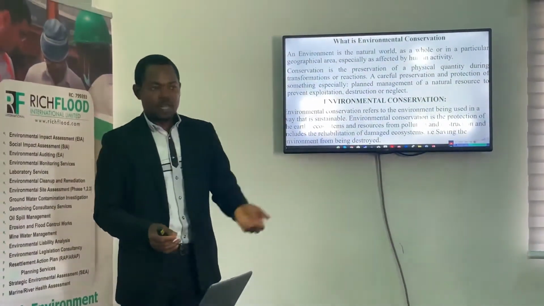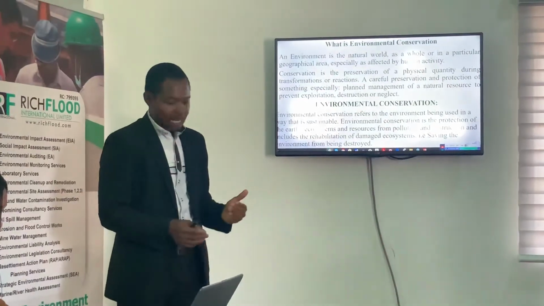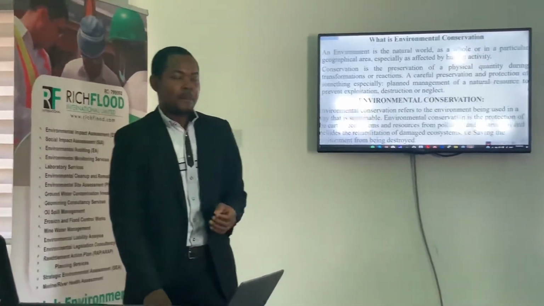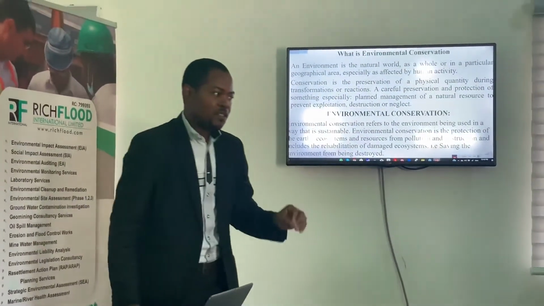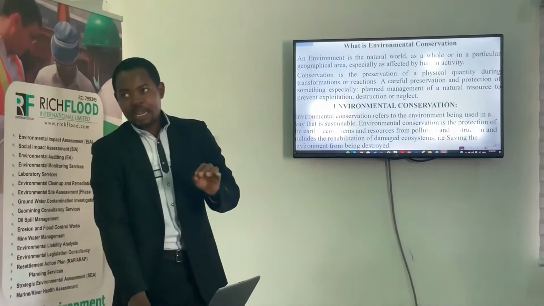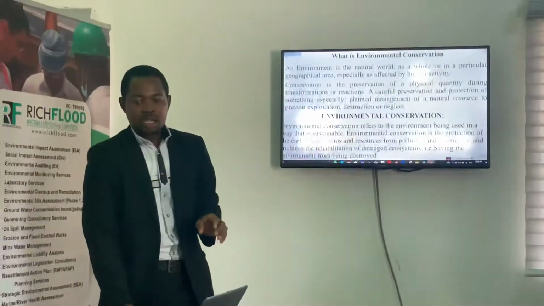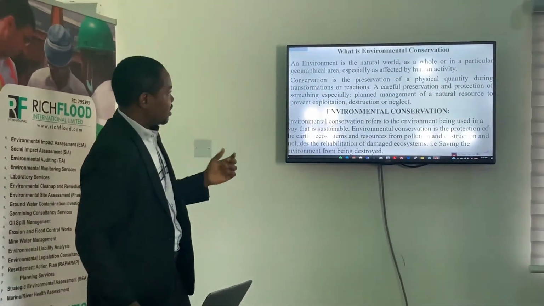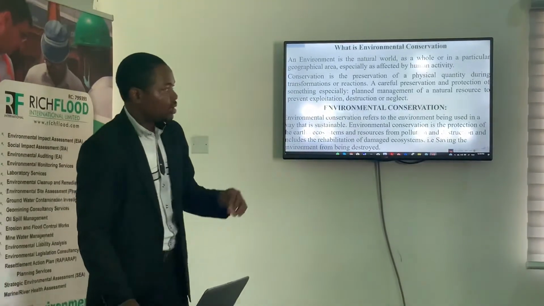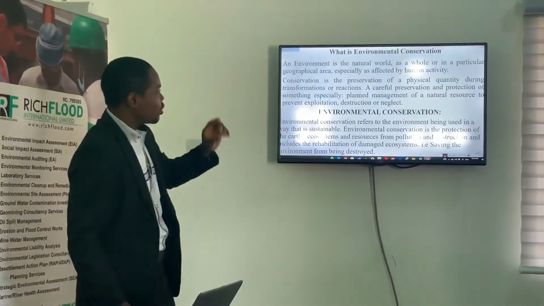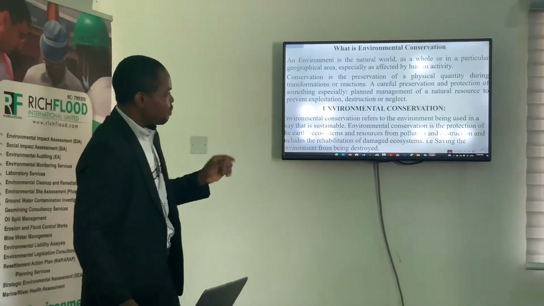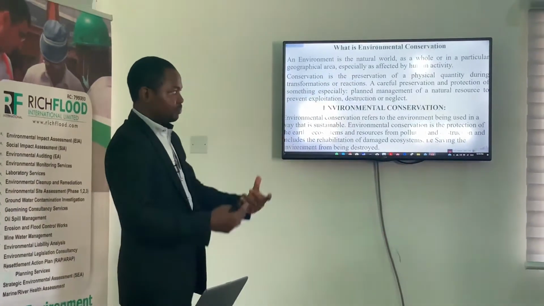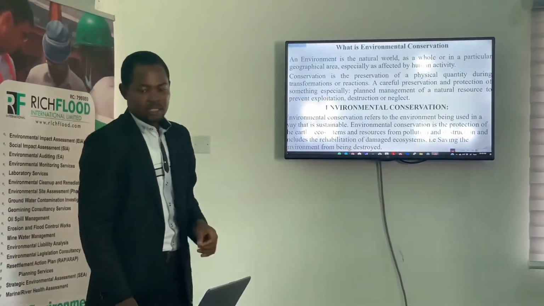Now, going further, others have defined this field in different ways. But the bottom line remains that the environment involves both the living, that is the biotic, and the non-living, the abiotic community. Now, in summary, as we have before us here, the environment is the natural world as a whole or in a particular geographical area, especially as affected by human activities. Now, it's a summation of so many definitions.